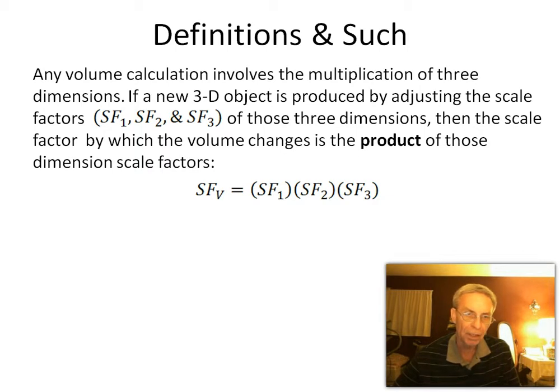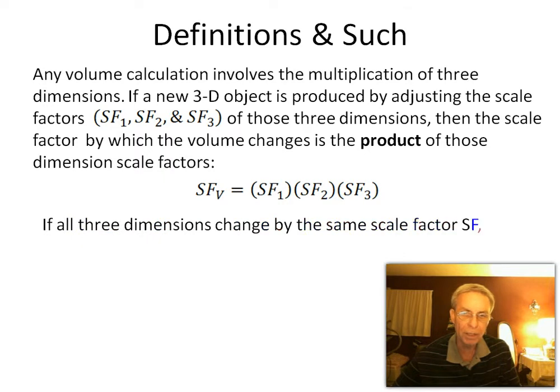Occasionally you will have similar objects. If all three dimensions change by the same scale factor, then what you have is the scale factor to the third power. This means that if you triple all three of these dimensions, it will change the volume by a factor of 27.